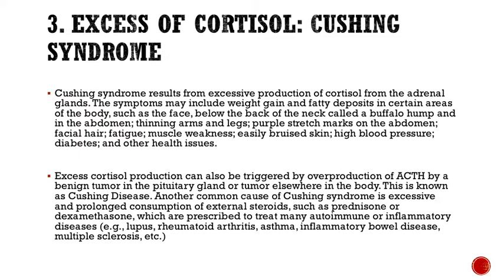Excess cortisol production can also be triggered by overproduction of ACTH by a benign tumor in the pituitary gland or tumors elsewhere in the body. This is known as Cushing disease. Another common cause of Cushing syndrome is excessive and prolonged consumption of external steroids such as prednisone or dexamethasone, which are prescribed to treat many autoimmune or inflammatory diseases. For example, lupus, rheumatoid arthritis, asthma, inflammatory bowel disease, multiple sclerosis, etc.